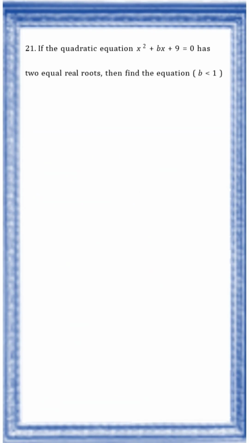If the quadratic equation x square plus bx plus 9 is equal to 0 has two equal roots, then find the equation. Here b is lesser than 1. If the same question is asked for 1 mark or as multiple choice, you can do it in a simple method.